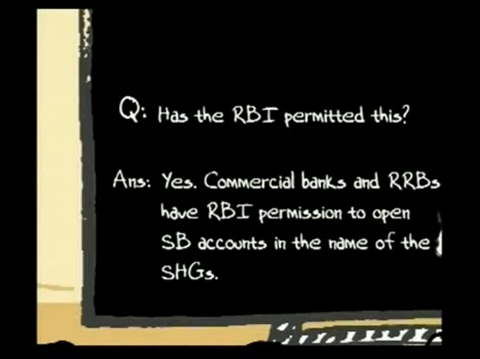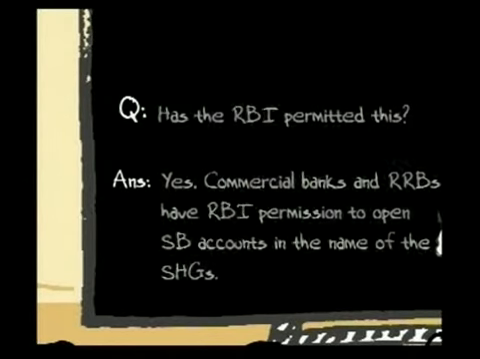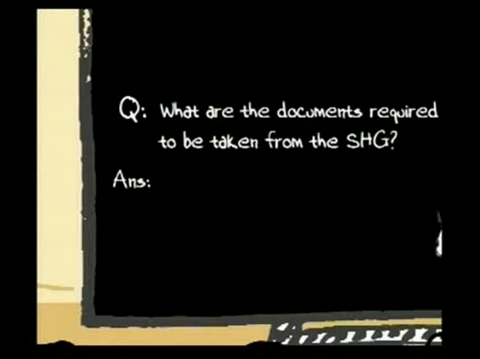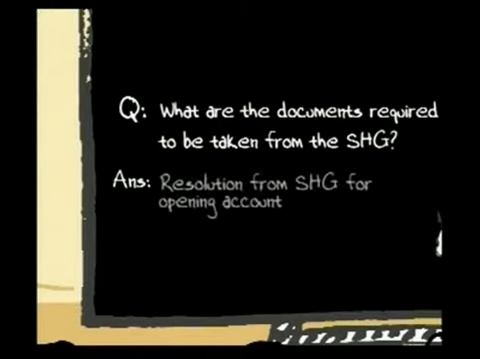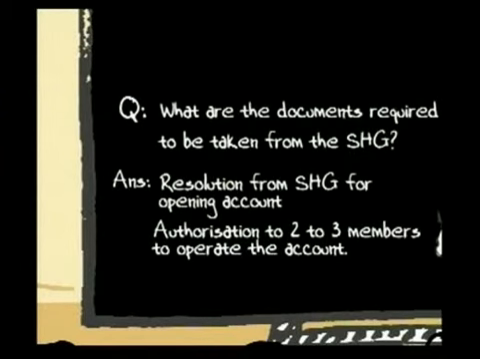What are the documents to be taken from the SHG? The documents taken are the resolution from the SHG for opening the account, authorization to 2 or 3 members to operate the account, and a copy of the rules and regulations of the SHG.